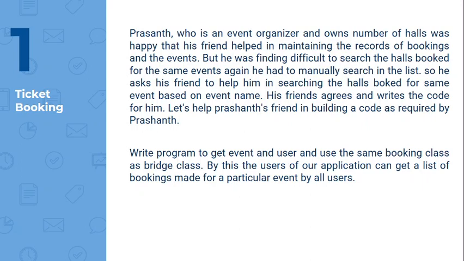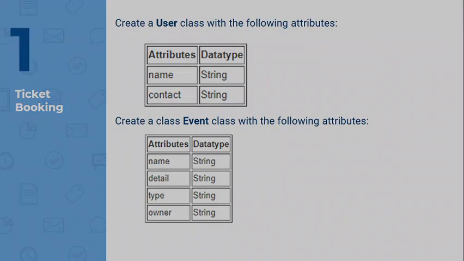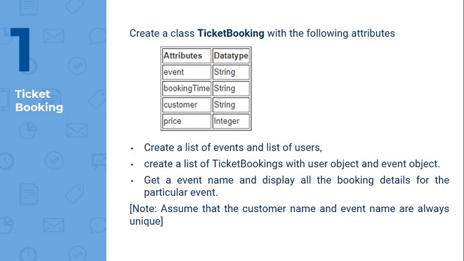So you have to write a program to get an event and user and use the same booking class as a bridge class. By this, the users of our application can get a list of bookings made for a particular event by all users. So we have to create a user class with the following attributes: name and contact, both are strings. Next, we have to create an event class with the attributes name, detail, type and owner. And we have to create one more class called ticket booking with the attributes event, booking time, customer, price. And price is an integer type.